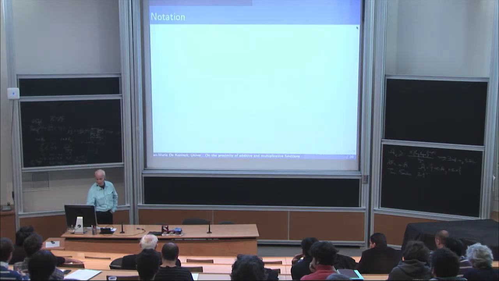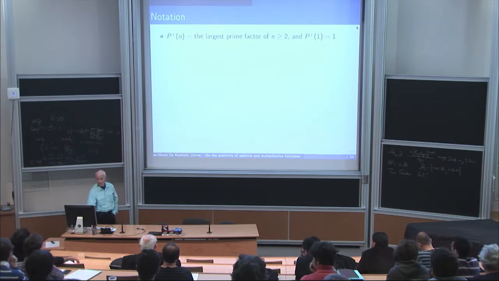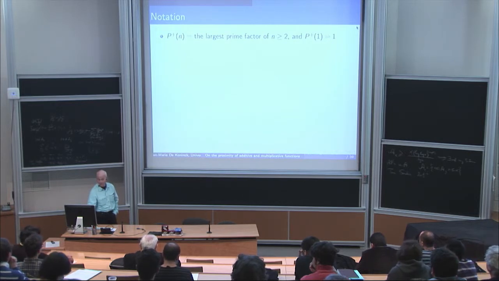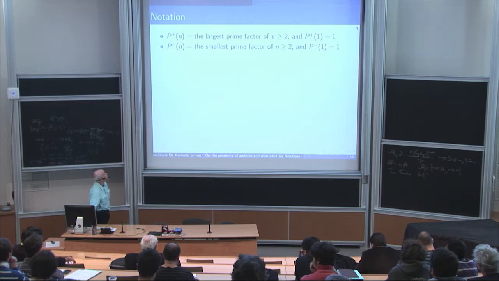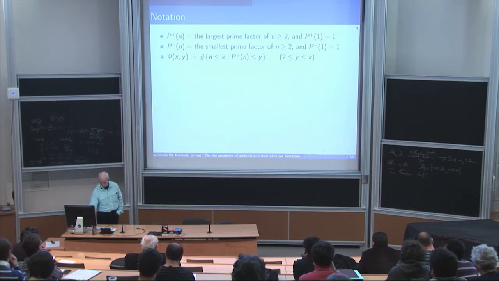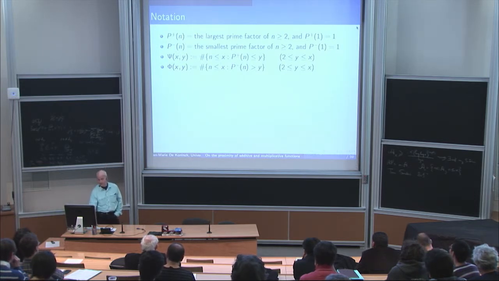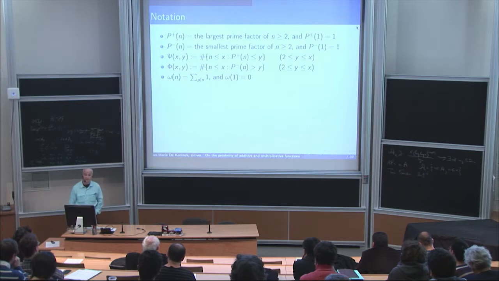First of all, some notation so that we all know what we're talking about. I'll let P plus n be the largest prime factor function, P minus n the smallest prime factor, the Psi of x,y function, which counts the number of y-friable numbers up to x, the Phi function, which counts the number of integers up to x which don't have small prime factors, and the standard omega of n function, which counts the number of distinct prime factors.